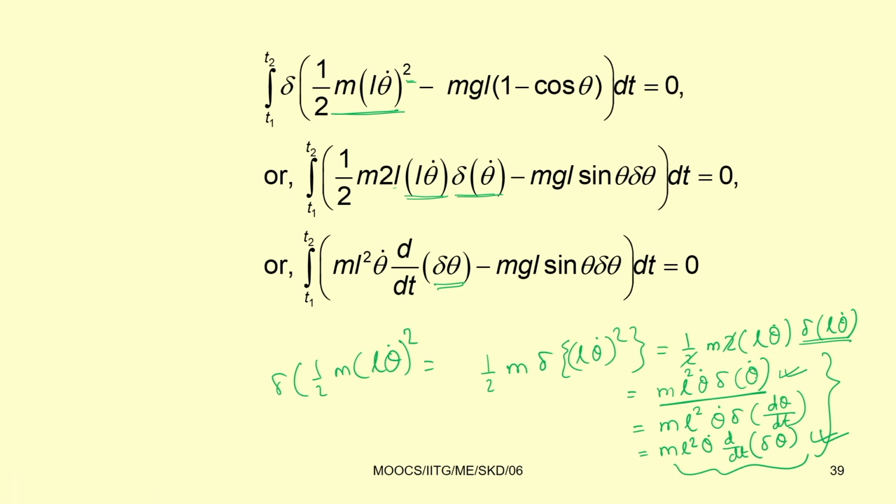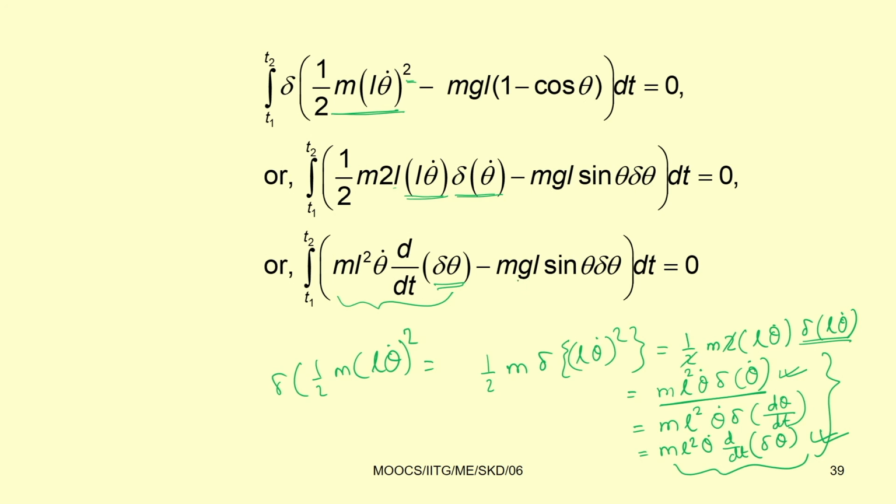So, delta theta dot equals del of d theta by dt. This d theta by dt is taken out, so that this becomes m L square theta dot, d by dt of delta theta. This is the only tricky part of this derivation, otherwise you can follow the standard procedure of differentiation and integration.